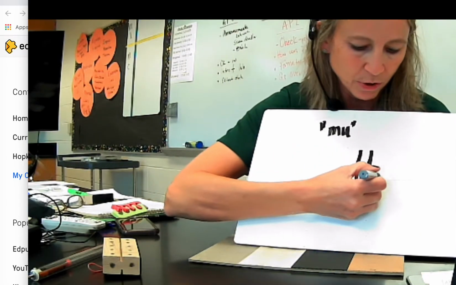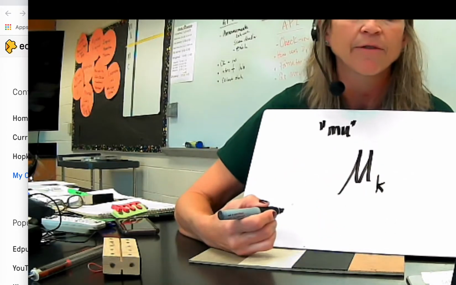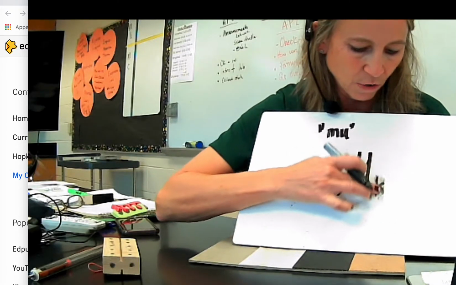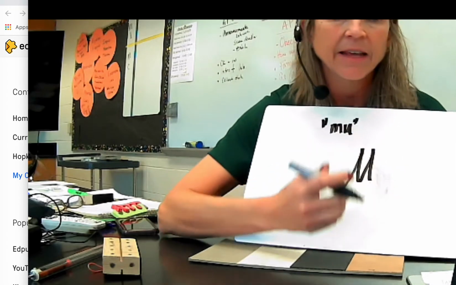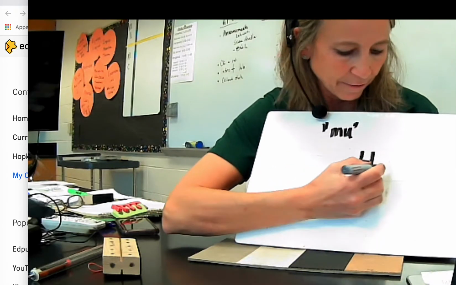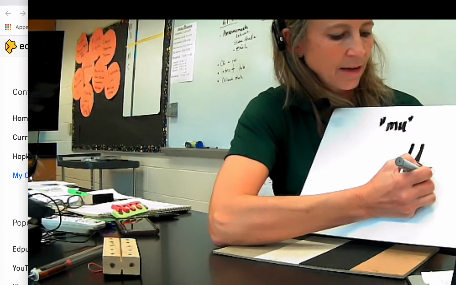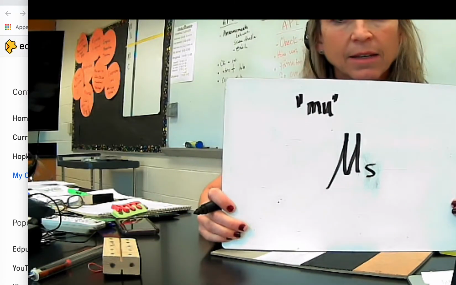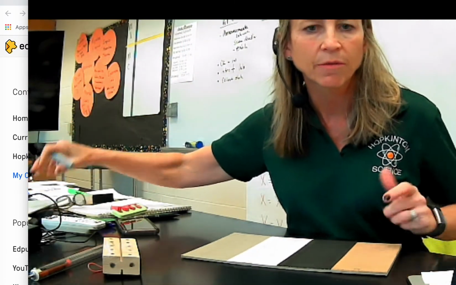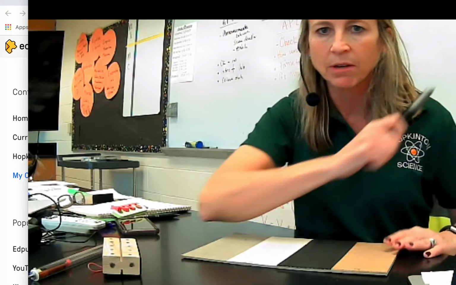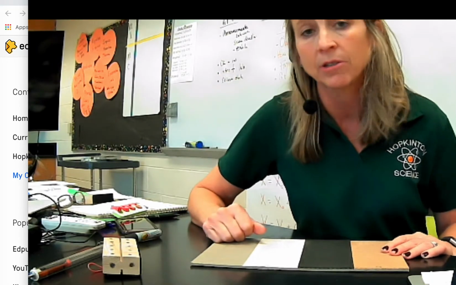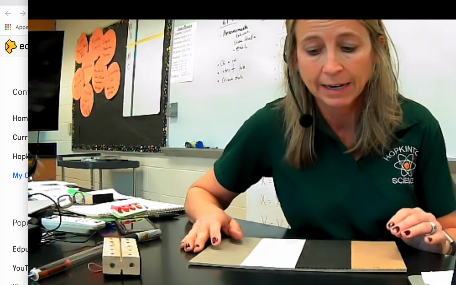And we use mu sub k to stand for kinetic friction, the coefficient of kinetic friction. And then if I wanted to talk about the coefficient of static friction, where it just starts to slide, that would be mu sub s. So that is what characterizes the surface roughness. And that's the focus of our lab. We are going to graphically determine the coefficient of static friction and the coefficient of kinetic friction.